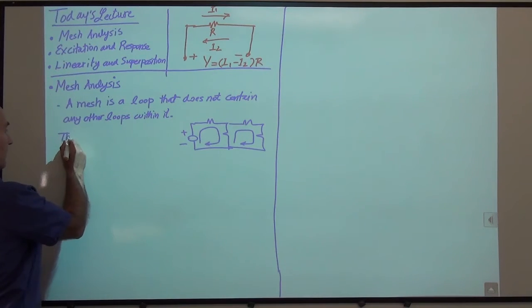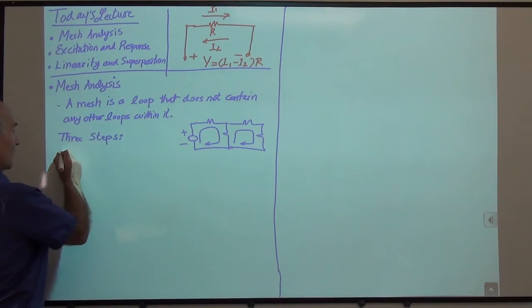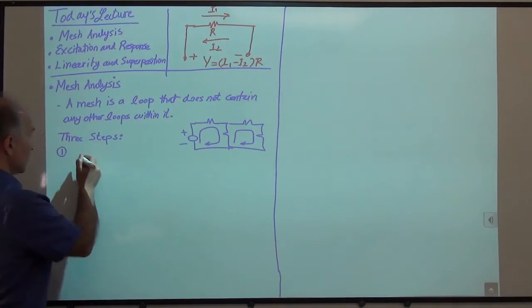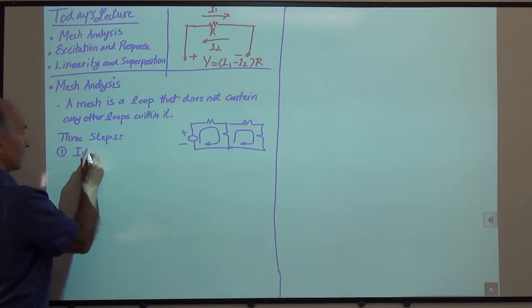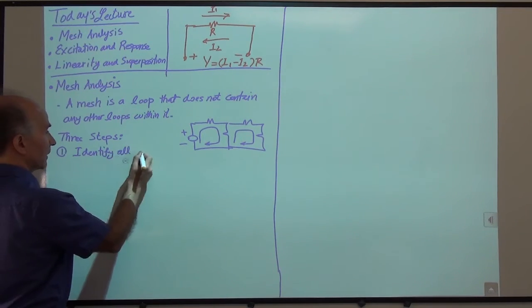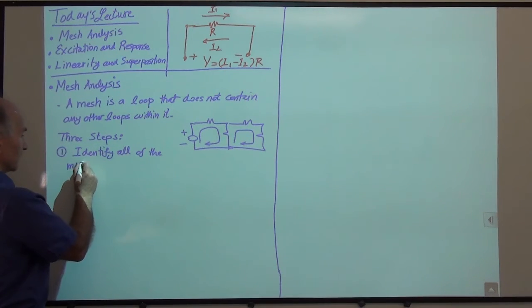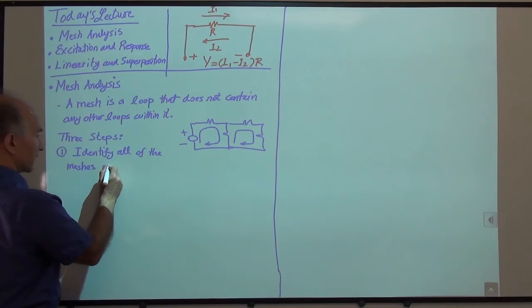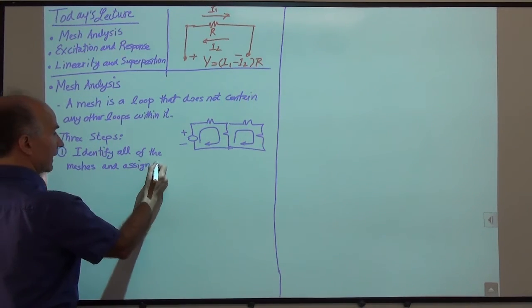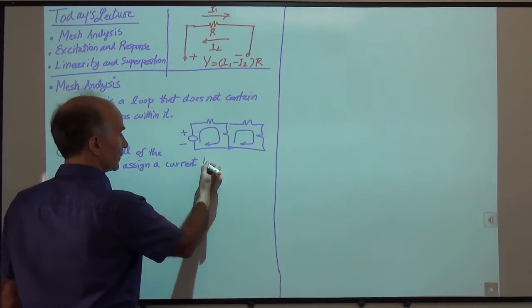So we have 3 steps. Number 1, we identify all of the meshes of the circuit and assign a current to each.